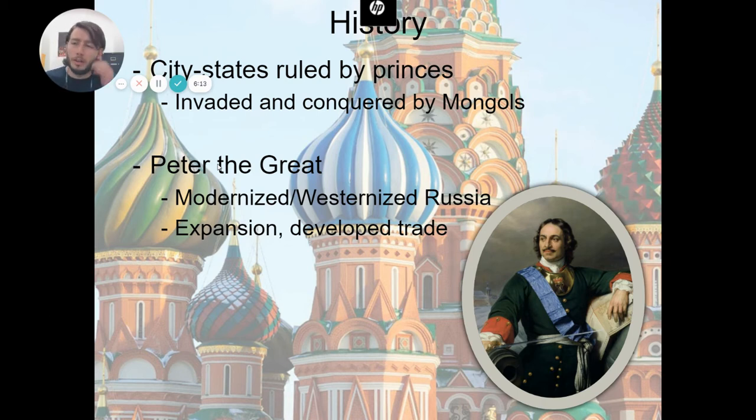So Peter the Great, he adopts like Western attire, like the way they dress. They ditch a lot of their old traditions and they look to Europe to kind of become more like them and be a part of Europe. So this is why Peter was called Peter the Great.